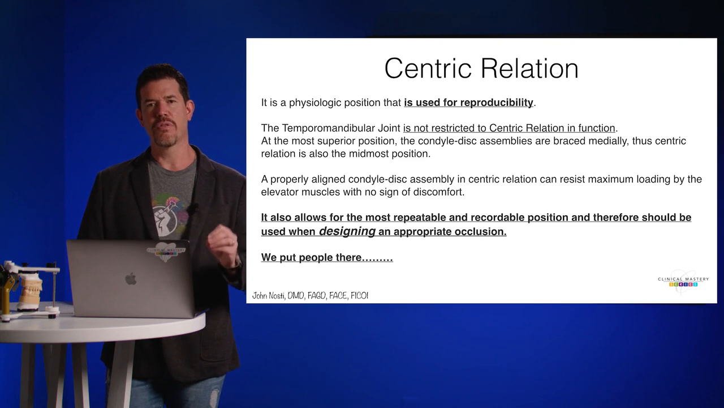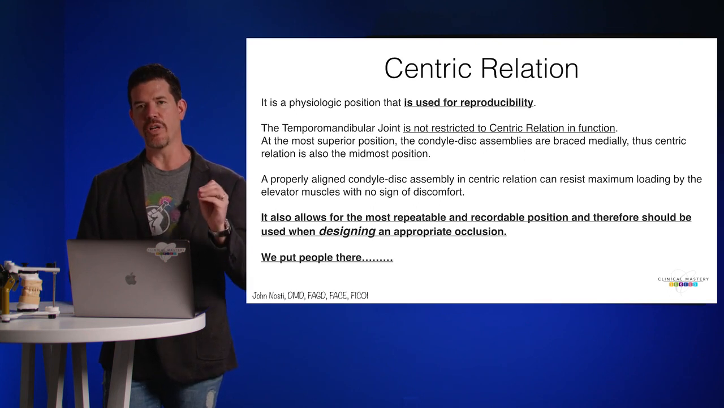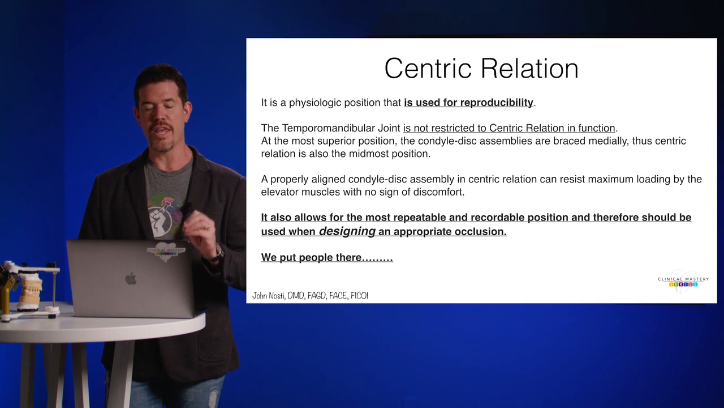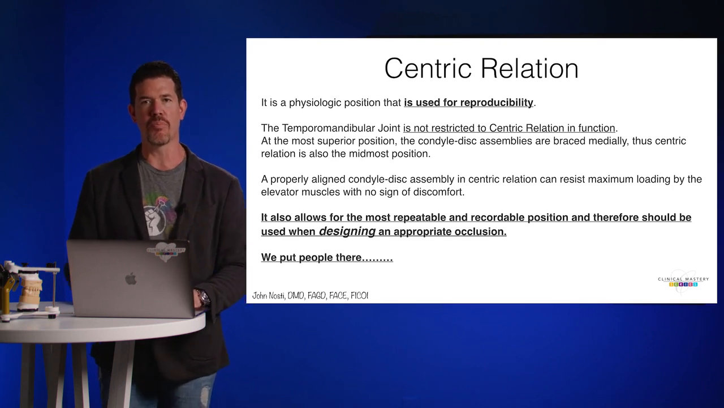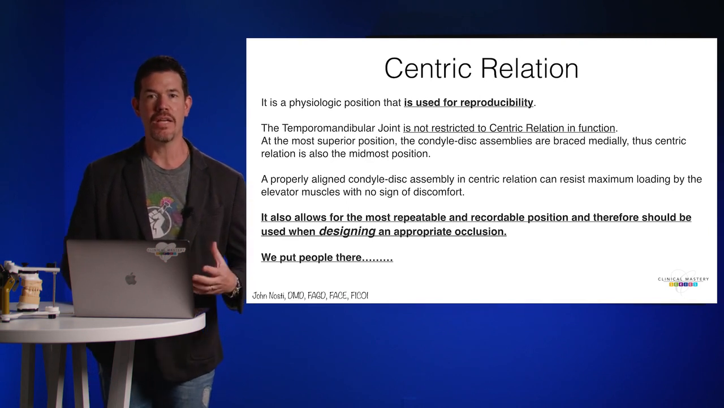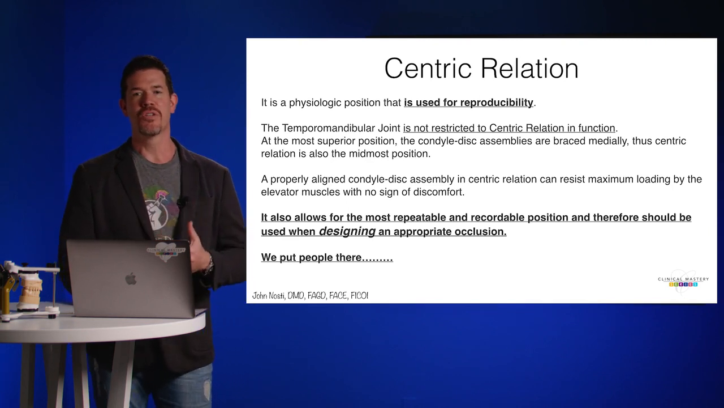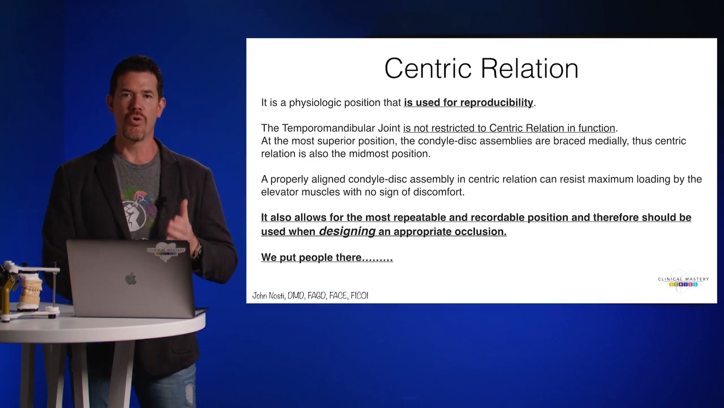So, using centric relation allows for the most repeatable and recordable position, and therefore is only used when designing an appropriate occlusion. What does that mean? We put people there. So for those people who felt no difference between CO and MI, you had your teeth touching, not a big hit and slide. And if you've had orthodontics, restorative dentistry, or been equilibrated, you have been put there by a dentist.